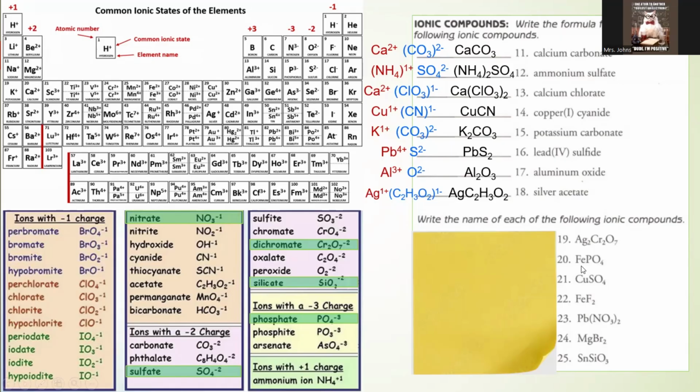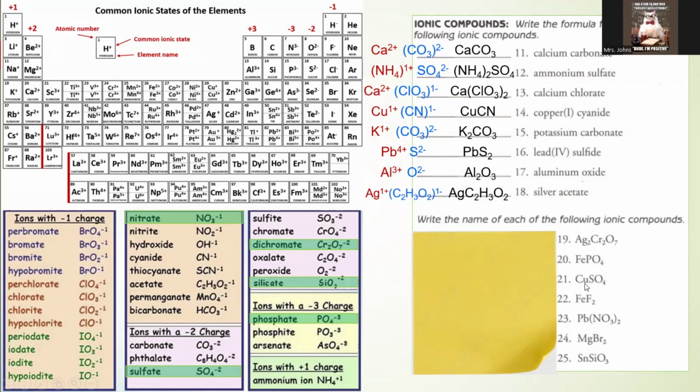So like number 20, remember iron was one of those that can do multiple charges. So in order to figure out what Roman numeral we write down, phosphate is right here with a 3- charge. So they only put one iron here. And if we know that phosphate has a 3- charge, then iron has to have a 3+ charge. So we're going to put Fe and then parentheses and put a Roman numeral 3 and then phosphate.